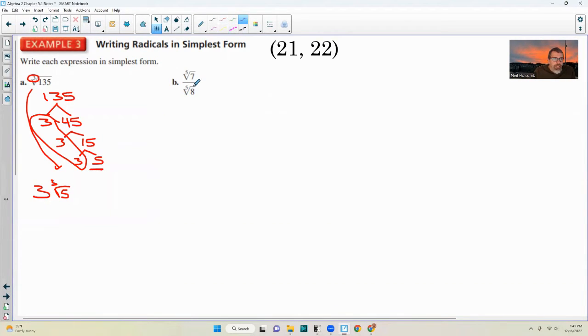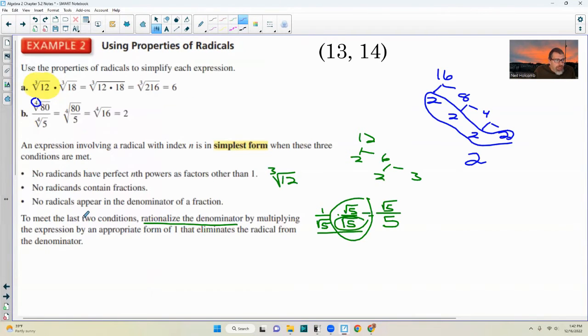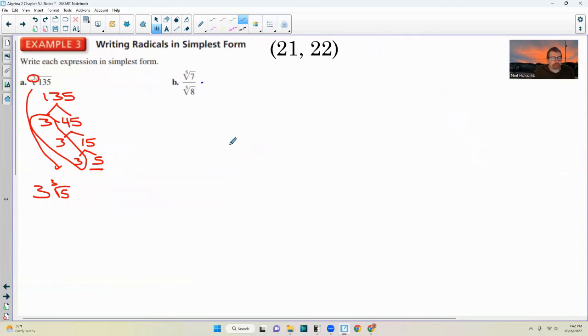All right, B is a little different. B has a radical in the denominator. They're both fifth roots, so really this could have started out as the fifth root of the whole fraction 7/8, and then we simplify it by breaking up the numerator and denominator, but they did that for us already. And then we want to factor this further because we can't have a radical in the denominator. So if I go back to my rule, it says to meet the last two conditions, no radicals in the denominator, you have to rationalize the denominator by multiplying the expression by an appropriate form of 1 that eliminates the radical form in the denominator.